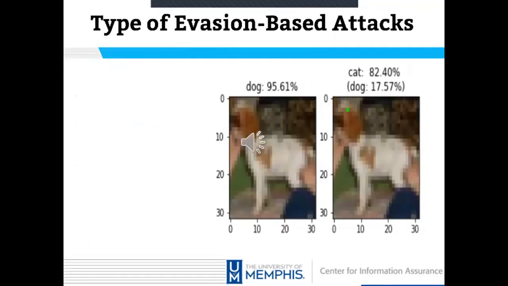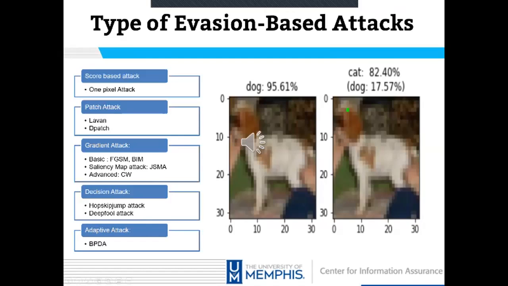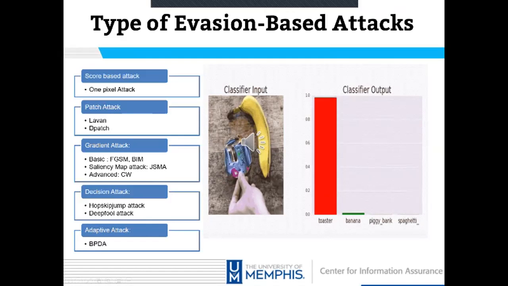Let's see some types of adversarial attack, like the one pixel attack. Changing just one pixel changes the classifier's output. Second is the patch attack. Adding some sticker will change the classifier.